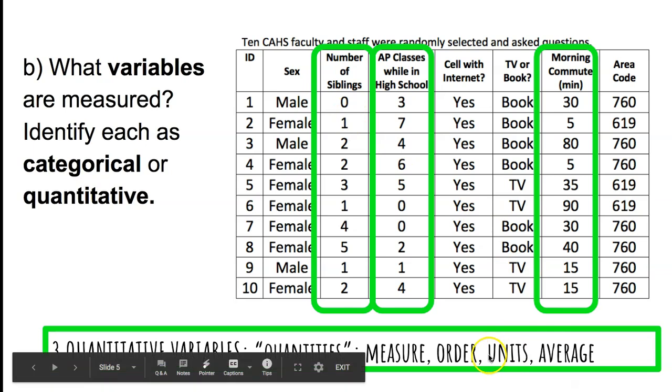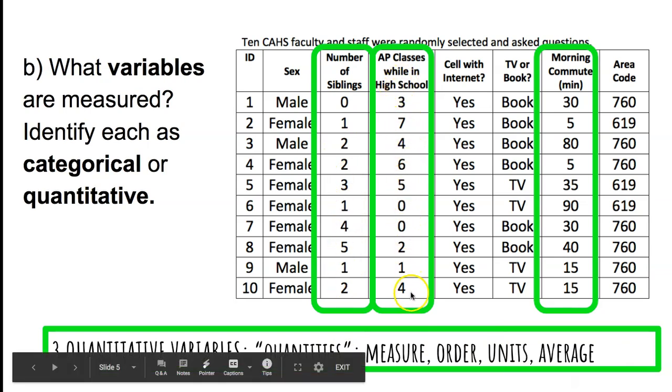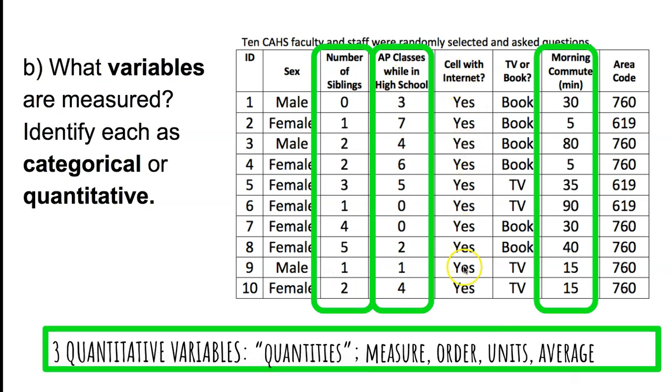Also, you can think of a quantitative variable as something that you could average. It makes sense to average number of siblings. It makes sense to average the number of AP classes while in high school. It doesn't make sense to average yes. Like you can't really have a 7.5 yes average or something. It doesn't make sense to average. They're not numbers. You can't average them.